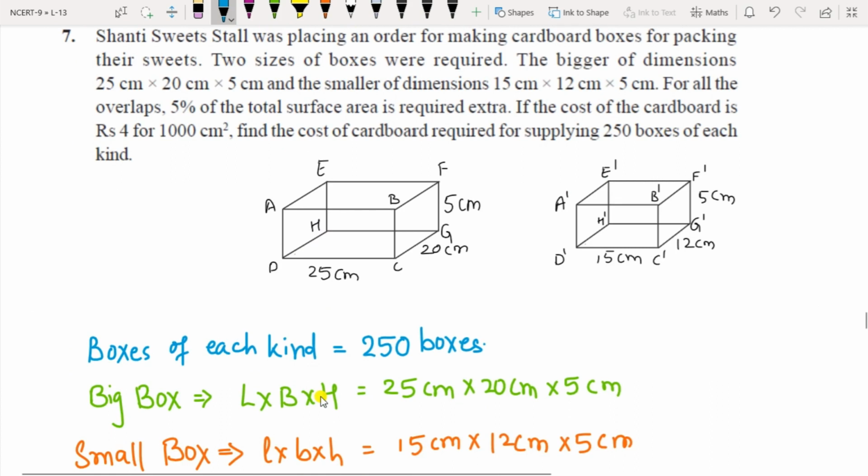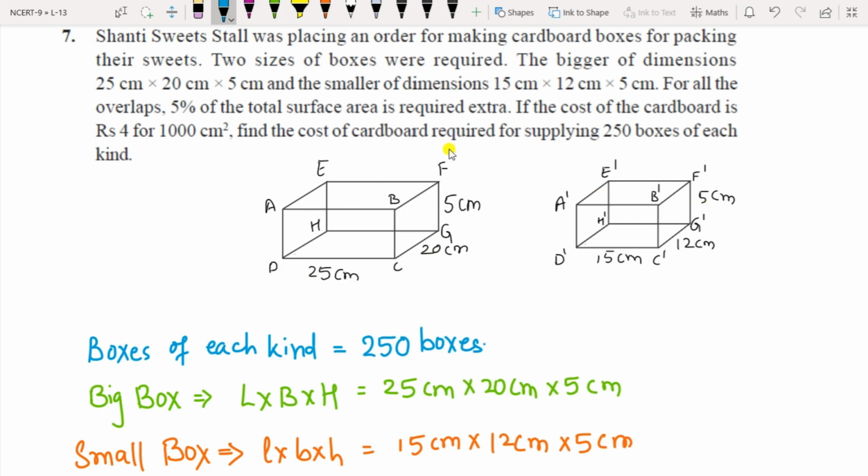Question 7 here is, Shanti Sweets stall was placing an order for making cardboard boxes for packing their sweets. 2 sizes of boxes were required, one with a bigger dimension and the other with a smaller dimension. The bigger dimensions are 25, 20 and 5, that is length, breadth and height here, and the smaller dimensions are 15, 12 and 5 here.